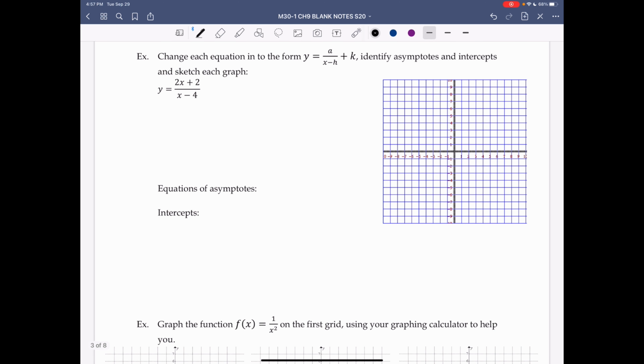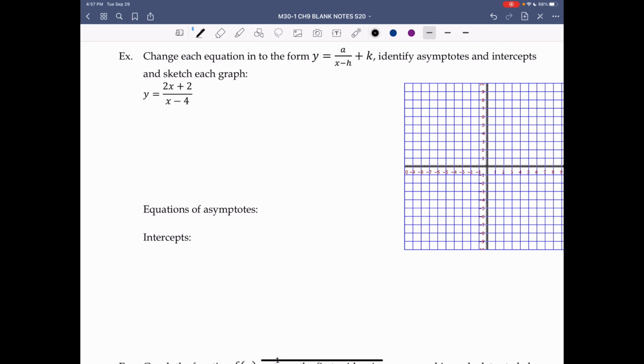Change each equation into the form y equals a over x minus h plus k. Identify asymptotes and intercepts and sketch each graph. In order to change the function into the transformation form, we're going to have to do long division with polynomials, which is something we haven't done before. There is a worksheet that you should have, if not it's on D2L, that goes more in depth on how to do this process. So definitely reference that worksheet. I'm going to go through it fairly quickly here.